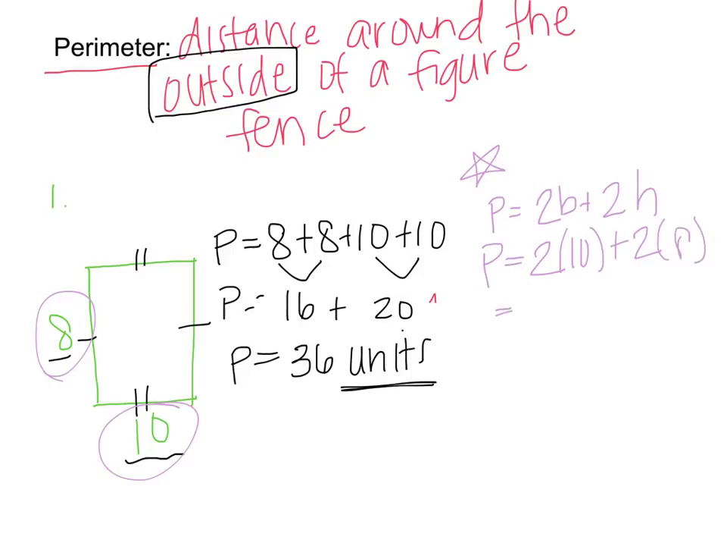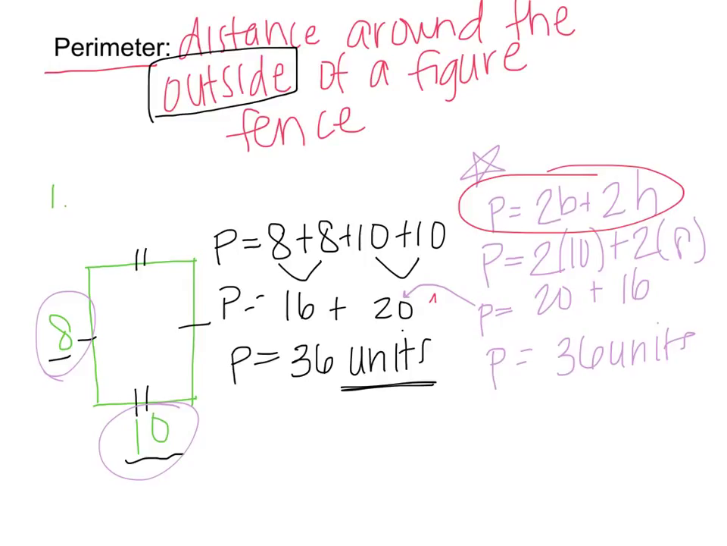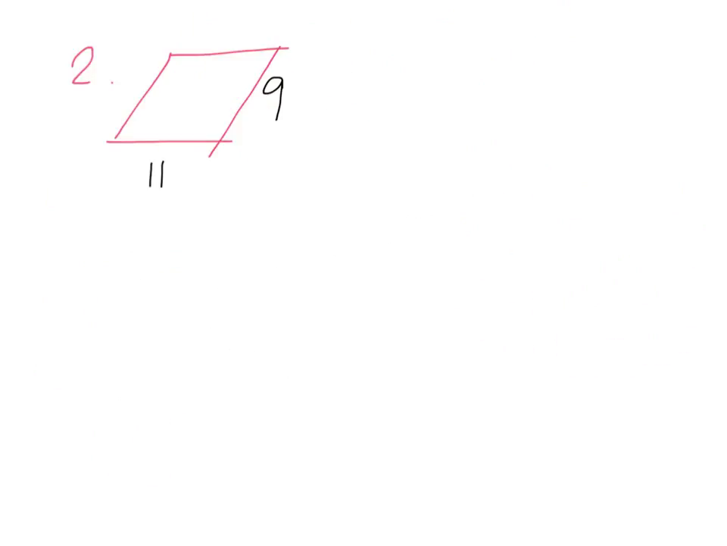Well, 2 times 10, remember order of operations, we have to multiply first, which is 20, plus 2 times 8, which is 16, which should hopefully look familiar. So perimeter is again going to equal 36 units. And again, I want you to focus on using this equation. So let's try another one. Let's go ahead and try it using this example.